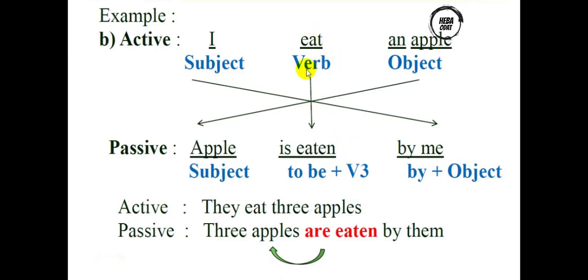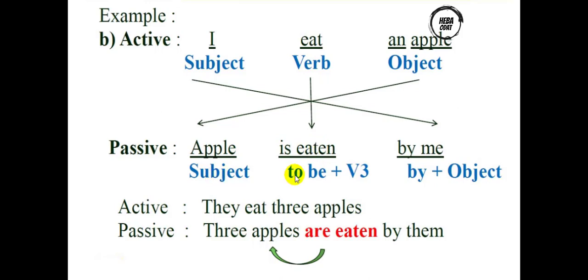So what is the tense of my main verb in the active voice sentence? It is present simple. Eat is present simple. So the verb to be has to also be in the present simple. But what do I use? Is, are, or am? I look at my subject. The subject is apple. It is singular. So I use is. Then what is the participle of eat? It is eaten. So apple is eaten.